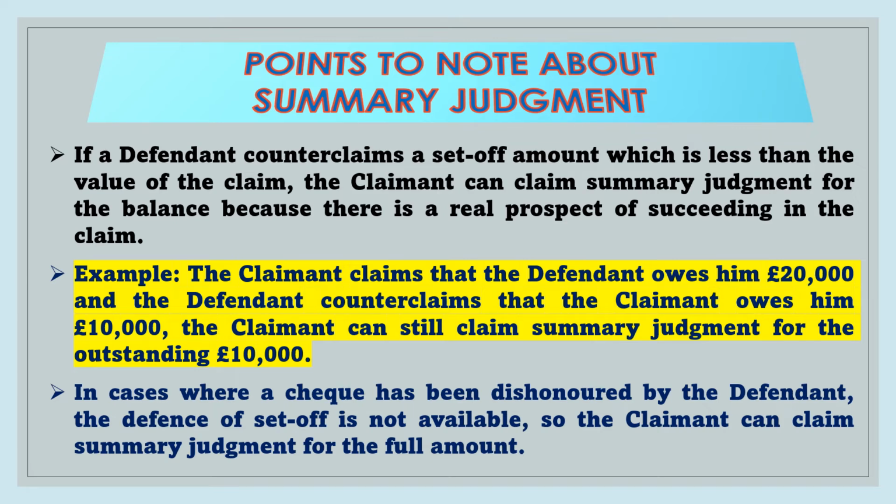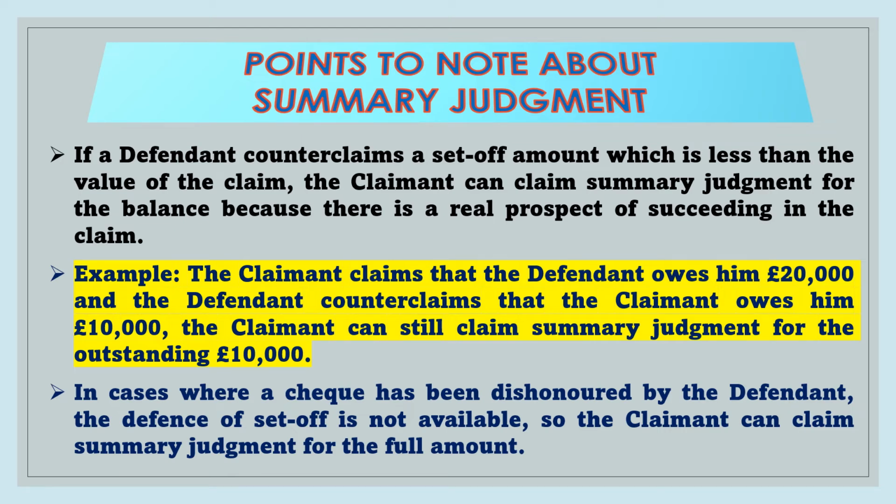And here's a good example. Let's say the claimant claims that the defendant owes him £20,000. And in his defense, the defendant counterclaims that the claimant owes him £10,000. There is an outstanding balance, obviously, of £10,000 because the starting figure was £20,000. What that means is that the claimant can still claim summary judgment for that outstanding balance of £10,000.